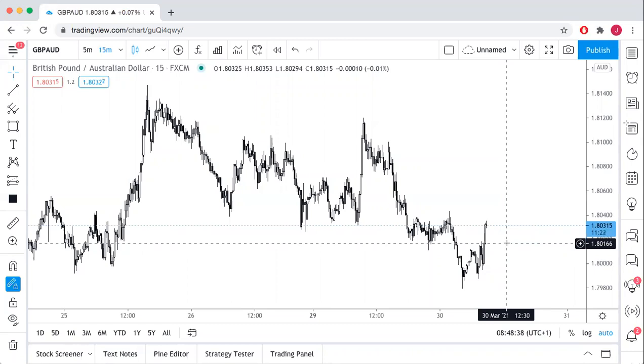In this video, we're going to go through how to draw structural levels in 5 minutes. So we'll get straight into it.